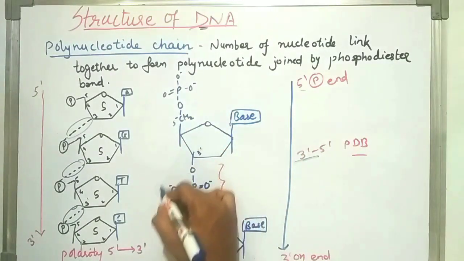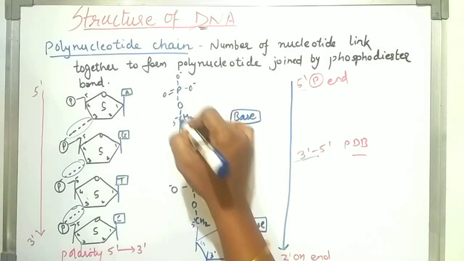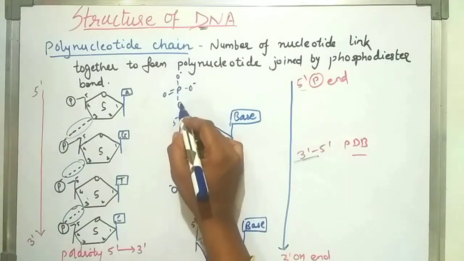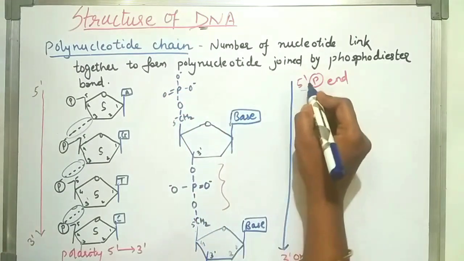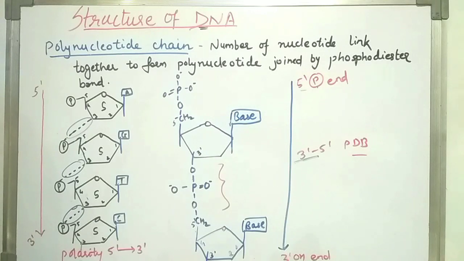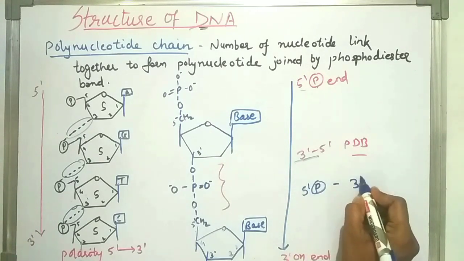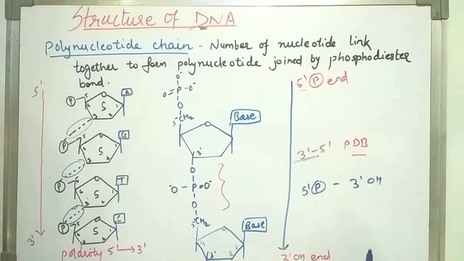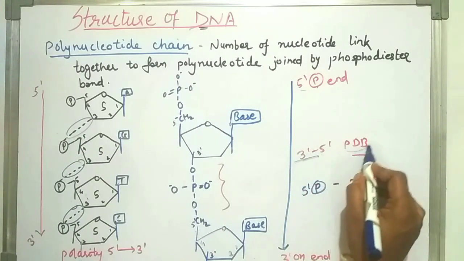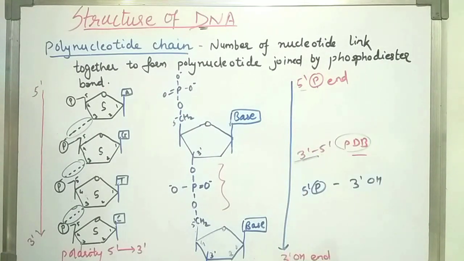Here you can see the phosphate structure clearly. See the 5' attachment here, so you can see the 5' phosphate group and the 3' OH group. So you can write 5' phosphate to 3' OH. It is a 3' to 5' phosphodiester bond, but the polarity will be 5' phosphate to 3' OH. The DNA polarity will always be 5' to 3'.